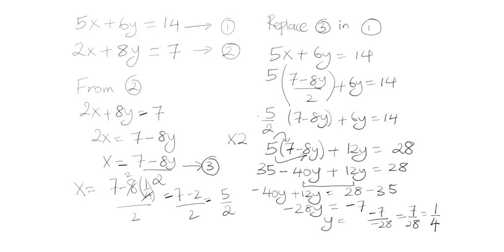This is the y. I take the y, I replace in equation 3, because it's the easiest equation to get x actually, because it's already x in terms of y. So here we do the calculation. We're replacing y by 1/4. The 4 goes into 8 two times. 7 minus 2 divided by 2, which is 5 over 2.